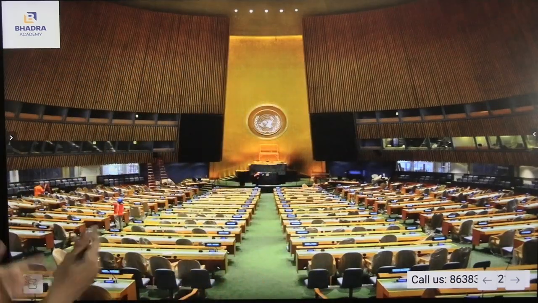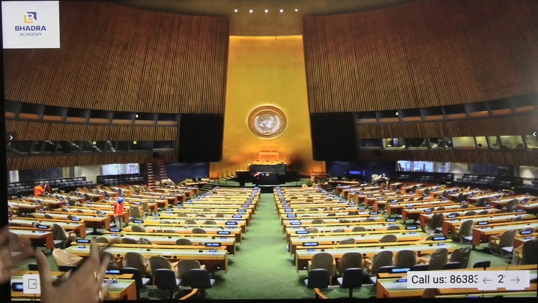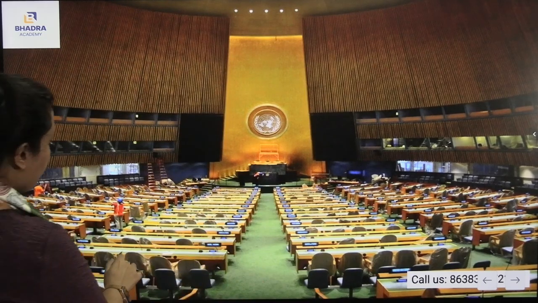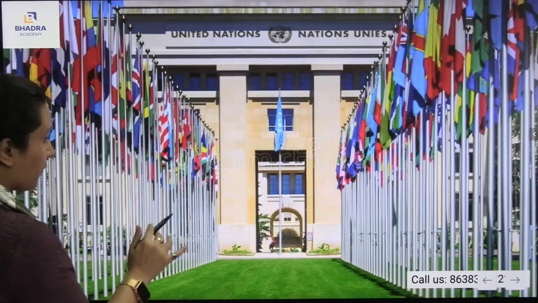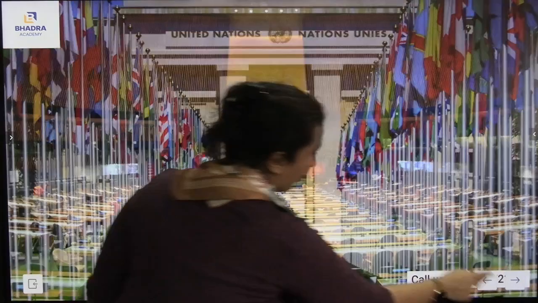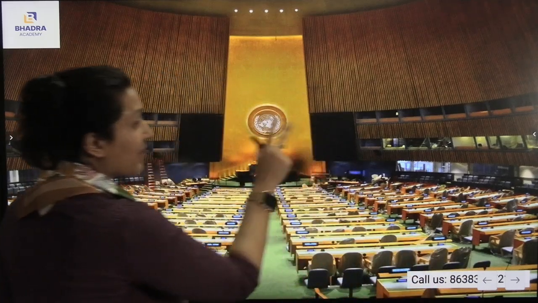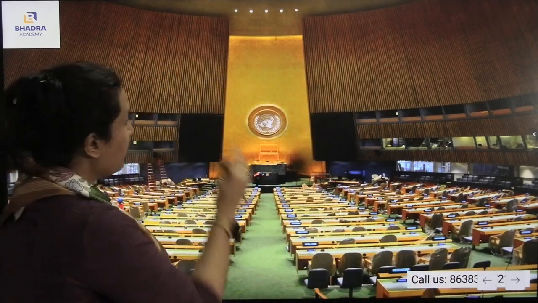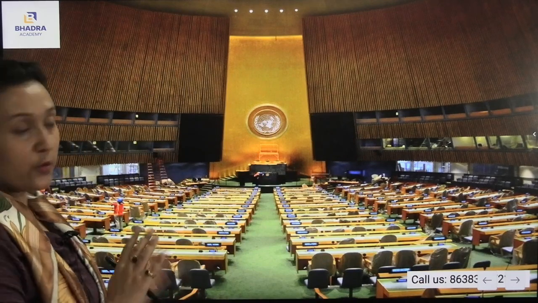And here, this is the meeting room of the United Nations. You see how big it is. This is the meeting room of the United Nations. You see different member states, different heads of the member states sit on those seats. They have their own particular seats and they will be discussing important issues in this meeting room. You can see the picture.